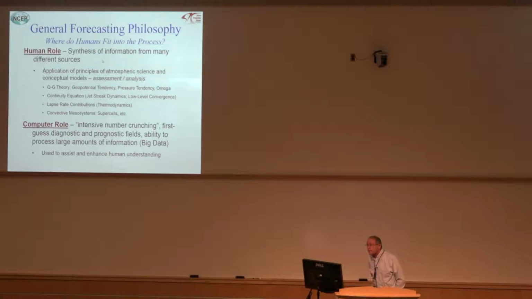of atmospheric science and conceptual models. You've been learning that in the dynamics classes, obviously. How do we apply that information? QG theory, things like continuity equation, lapse rate contributions, and then different types of conceptual models of mesosystems, supercells, etc. We're very good at taking a variety of information and putting it together in ways that it's really hard to do in an automated sense.